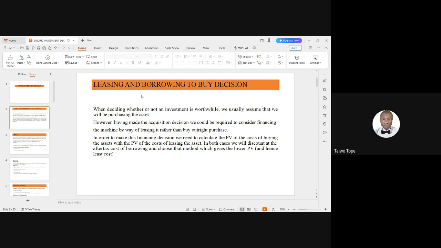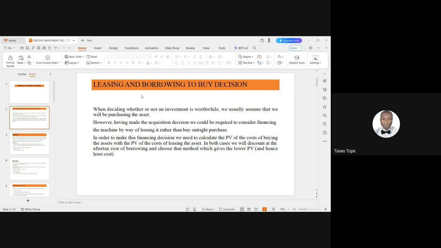And the decision rule: whichever option has the lower present value of cost is the cheaper financing method. So for example, if we have the present value of buying to be 95,000 naira and the present value of leasing to be 100,000 naira, which is cheaper? Buying is cheaper. So it's better to buy because the PV of buying is 95,000 naira and the PV of leasing is 100,000 naira. It means the PV of buying is much cheaper.